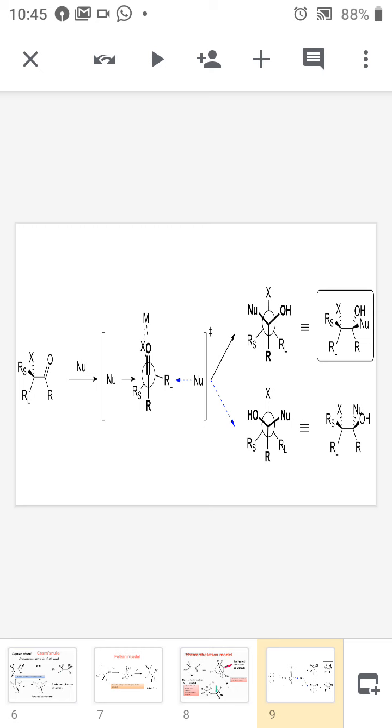The reference is Clayden, and the EPG Pathshala module, paper number 1, module number 27 also. Okay, thank you.